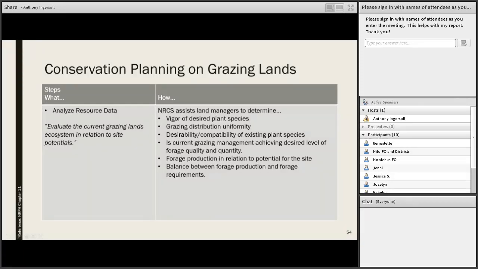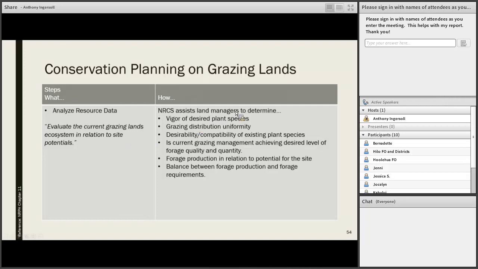This is where we are working with the producer to evaluate their current grazing lands in relation to the site potential. On the Big Island, where we have some ecological site descriptions, we have some of those as tools. David Clausisner is working on the rest of the islands, but even without that, we should be able to have a pretty good idea of what a grazing site's potential could be as far as species composition and trying to get an idea of production.